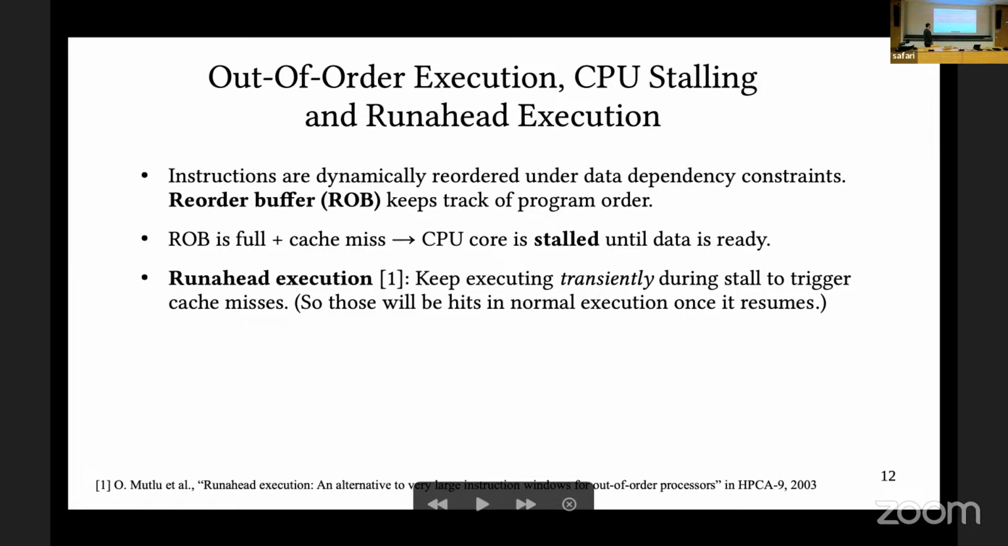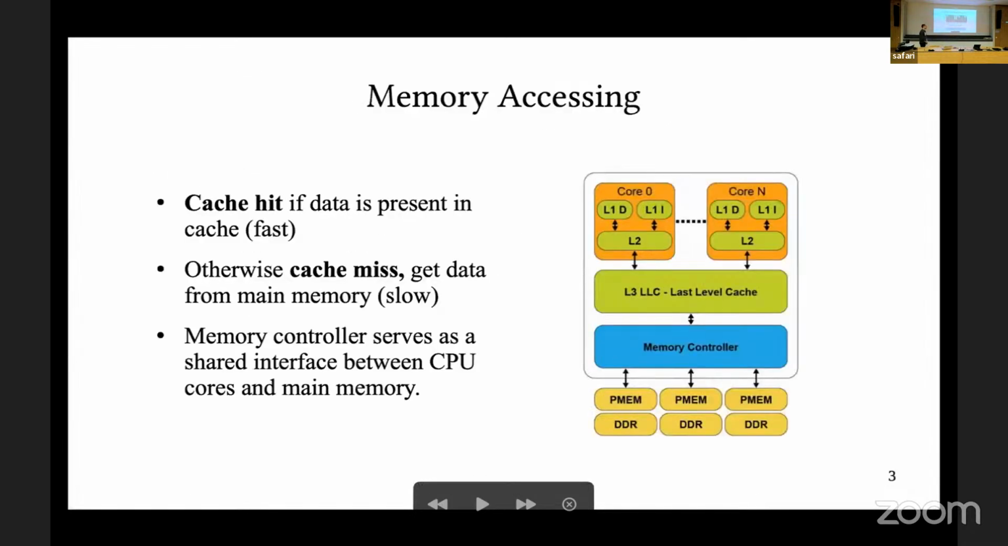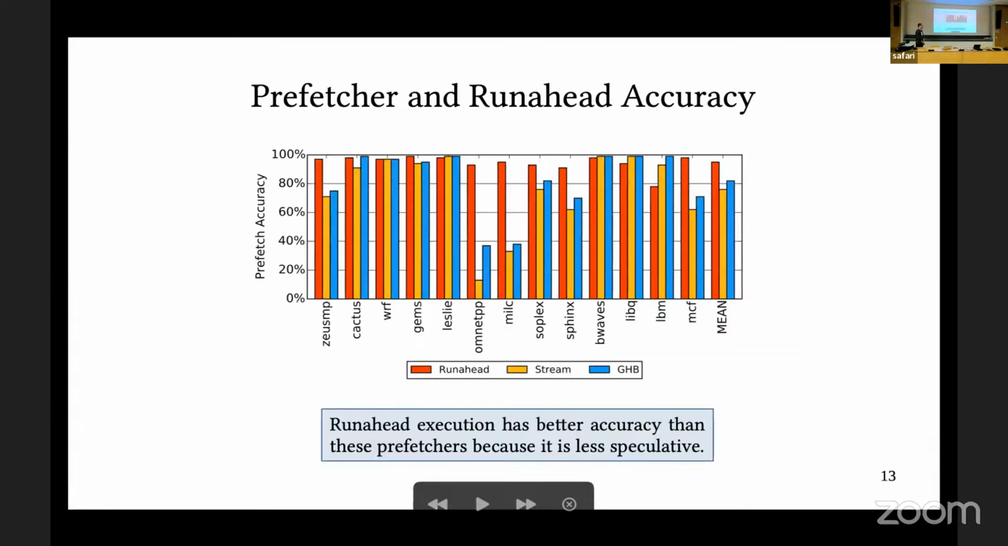Well, the thing is, since we execute exactly the instruction stream, so exactly what will be executed by the normal execution once it resumes, we're much more accurate with our predictions, as is indicated by this plot here from the paper.